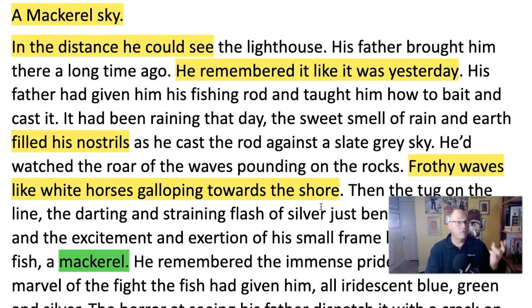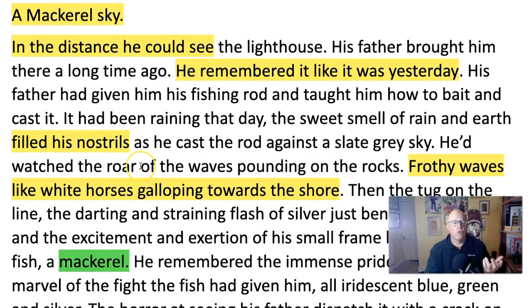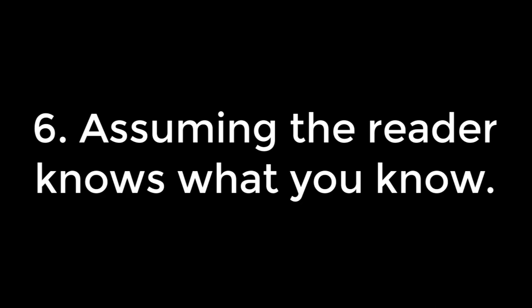So this is the fifth mistake. Choosing similes or metaphors that don't actually fit with what you've just said or are going to say. So we've just had, he'd watched the roar of the waves pounding on the rocks. It's threatening, roar gives us the idea of a predator. Now this doesn't work with the idea of horses, which are more joyful, they're not predatory, and they seem happy here, they're frothy. Doesn't fit at all with what you've just said. It's only there to prove you can write an interesting simile, but if it doesn't fit the rest of your writing, it ain't interesting anymore.